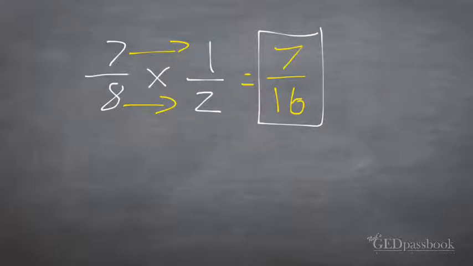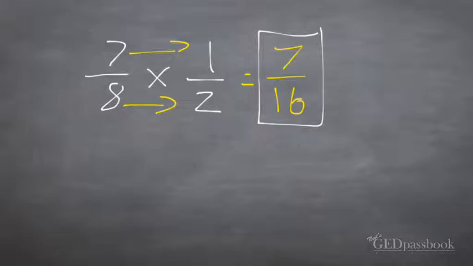So, multiplication. Multiply straight across. Check whether your answer could be simplified or converted to a mixed number, and then you're done. Isn't multiplication pretty easy? Yeah. Pretty straightforward, right? Cool. That's multiplication.